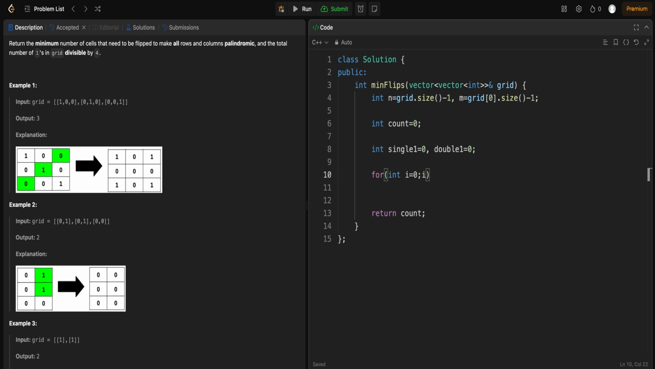So for int i is equal to 0, i is less than or equal to n by 2, i plus plus, and for int j is equal to 0, j is less than or equal to m by 2, j plus plus. So we are traversing the shorter 2D array, and inside of that let's take one variable, int temp count, which will count all the corresponding ones. But before that, let's count the corresponding indexes as well. So corresponding i index will be n minus i, and j index will be m minus j.